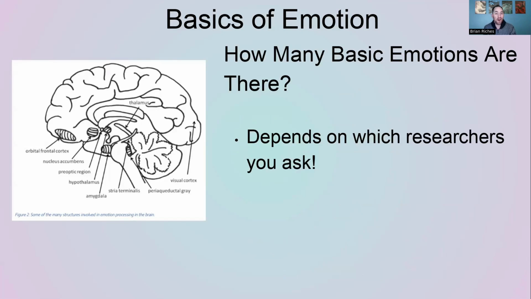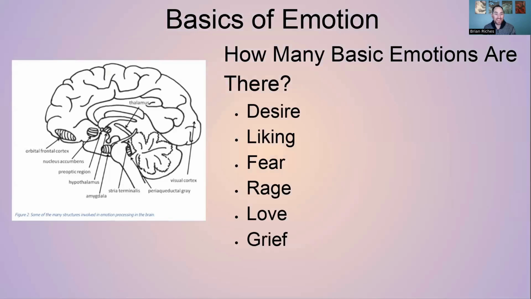Well, it really depends on which researchers you ask. So these are the ones that our main book primarily talks about: desire, liking, fear, rage, love, and grief. And the main reason the book takes, and a lot of researchers take the perspective that these are the basic emotions, is that these are things that we can detect essentially immediately after a child is born.